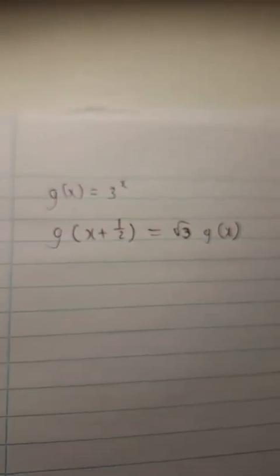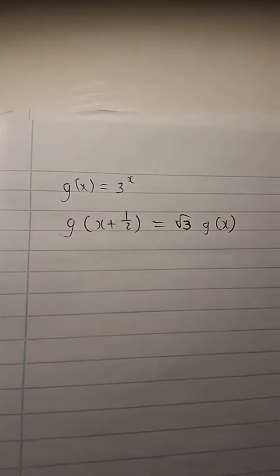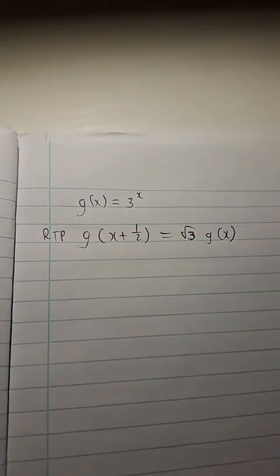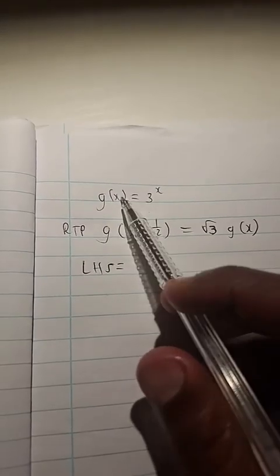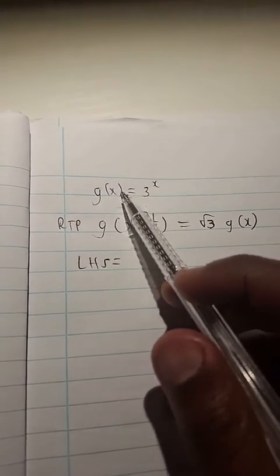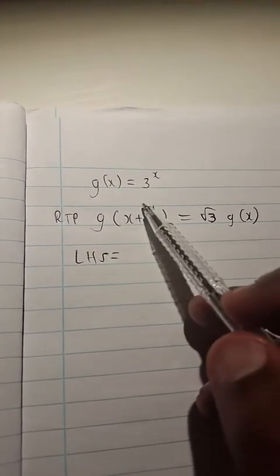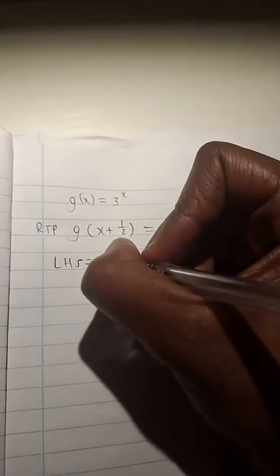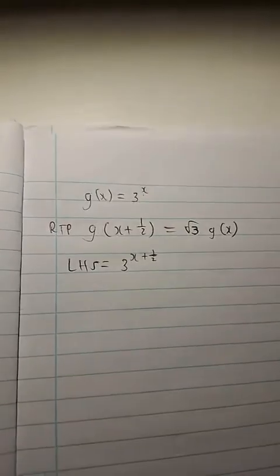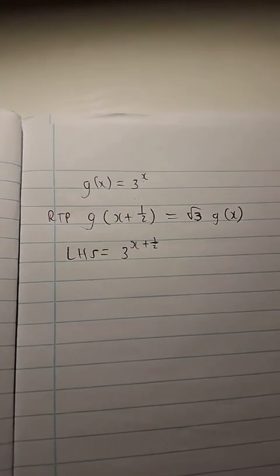Okay. And really and truly, if they are saying show, that means we are actually required to prove that this is the case. So what I would do personally is take the left hand side, which is g of x plus half. Well, we know what g of x is. That means in the place of x, we are substituting x plus half on 3. So we're going to say 3 to the power x plus half. Very important. That's our left hand side.